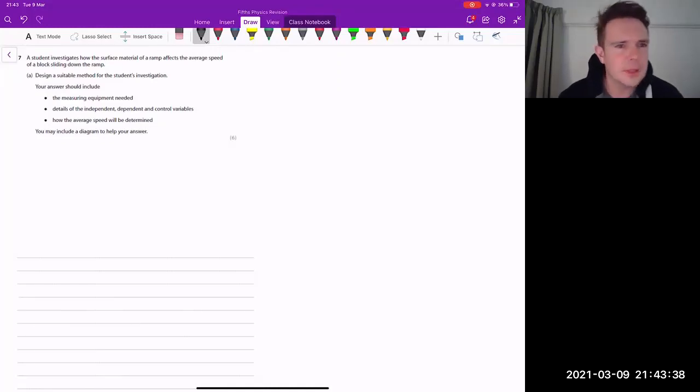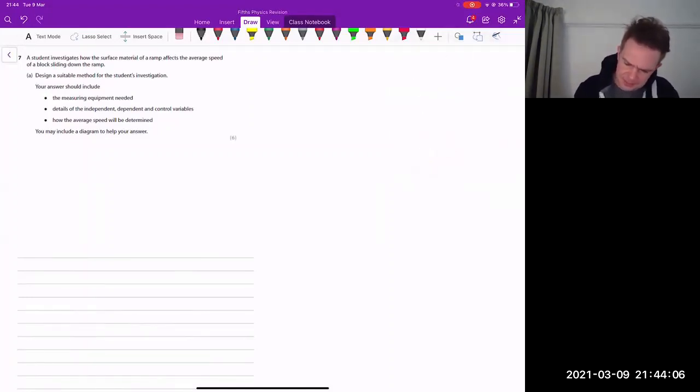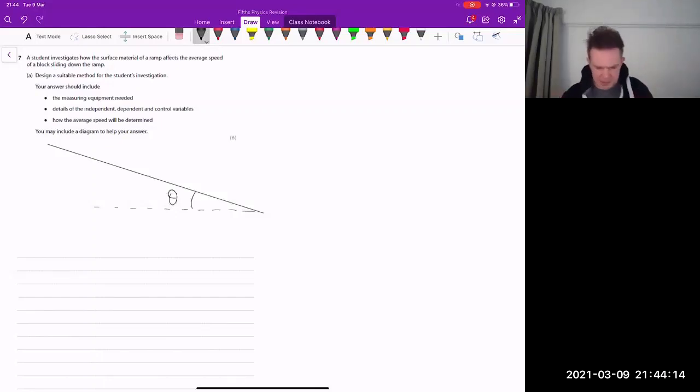Done? Okay, so a student investigates how the surface material of the ramp affects the average speed of a block sliding down the ramp. Design a suitable method for the student's investigation. Your answer should include the measuring equipment needed, details of the independent, dependent, and control variables, and how the average speed will be determined. I'm immediately thinking we're going to use a ramp. If I'm invited to draw a diagram, I'm going to draw one. So there's my ramp, and it'll be a certain angle to the horizontal, theta.